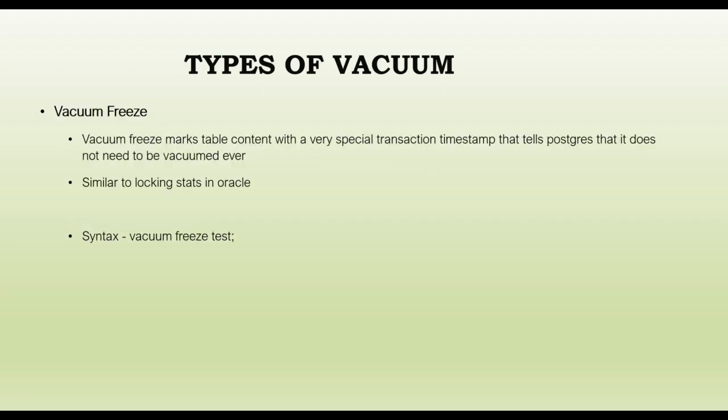Another type of vacuum is vacuum freeze. When you do not want to vacuum or reclaim the storage, mark that particular table with vacuum freeze. That is a special transaction timestamp you mark in the table that tells the database not to vacuum this table ever. If you compare with Oracle, it's like locking the stats on the table. The syntax is vacuum freeze and the table name.